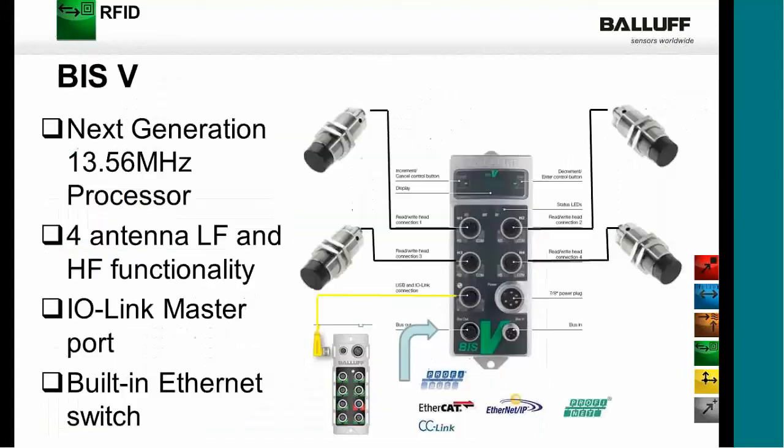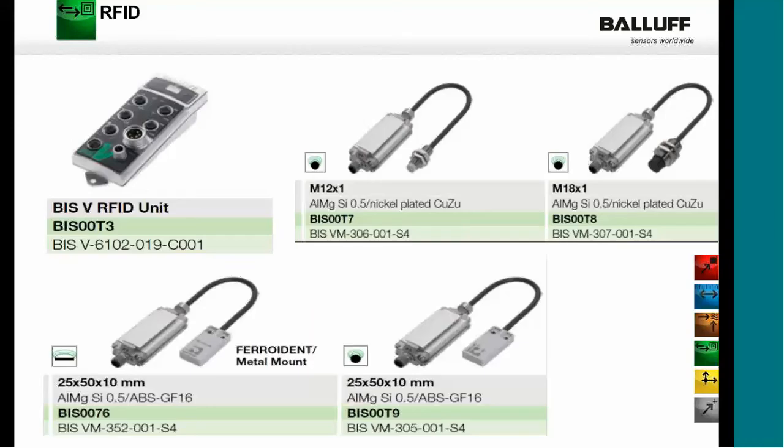And the connectivity is also shown there. So it has the same connectivity that we have with our other devices: Profinet, EtherCAT, Ethernet IP, Profibus, and CC-Link. Now the V processor uses special heads. You can't use a standard BIS-L or BIS-M or BIS-C head with the V processor.